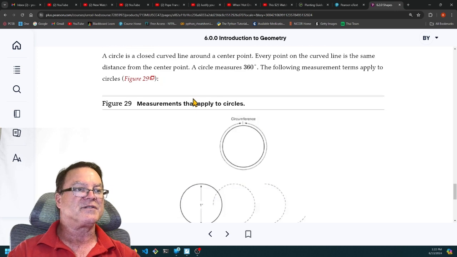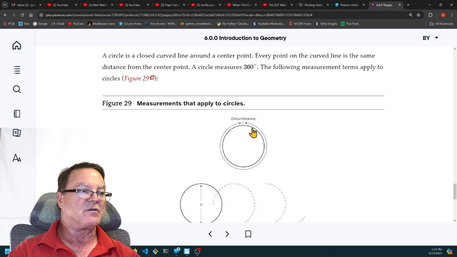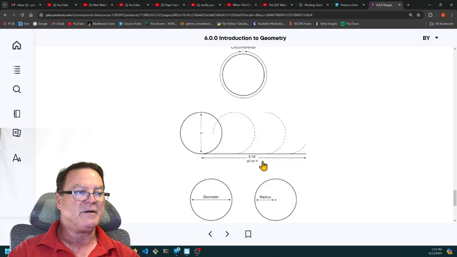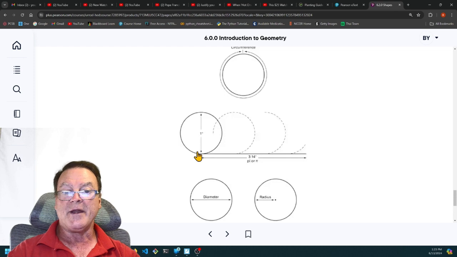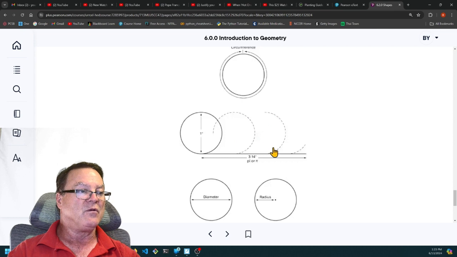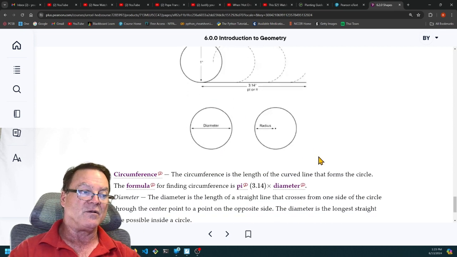And then they go on to talk about a circle, and again, we've all seen a circle. It's the graph of all points equidistant from a focal point. Here they're showing that if this circle has a radius of 1 inch, if you were to roll it along the ground, when it makes one full 360-degree revolution, it would have traveled 3.14 inches. That number 3.14 is pi. It's the ratio of the circumference of the circle to the diameter of that circle. We'll see that later on also.